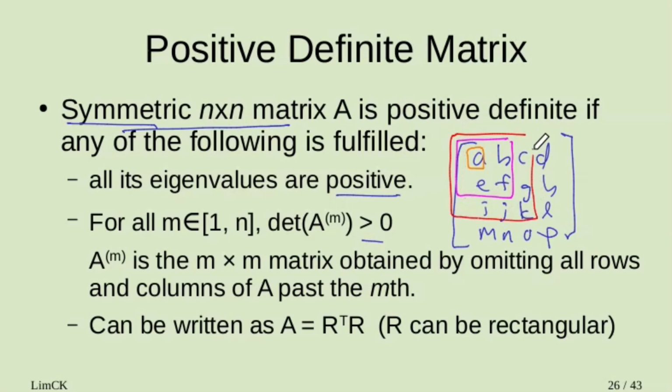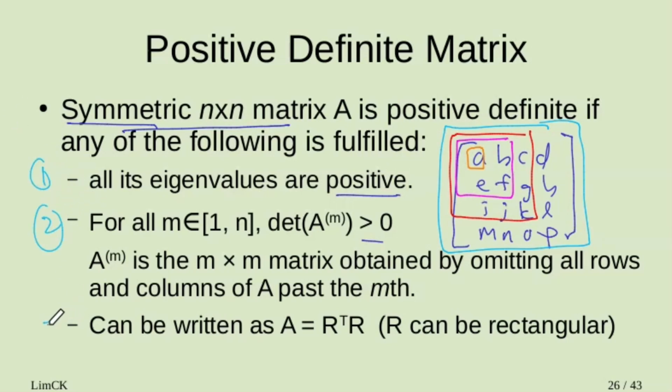We start from this corner and expand. Is the determinant of this 3 by 3 square matrix positive? If yes, then lastly we check whether the whole matrix itself has a positive determinant. If it is yes for all four, then this is a positive definite matrix. This is the second way.